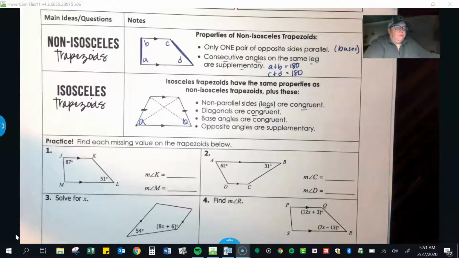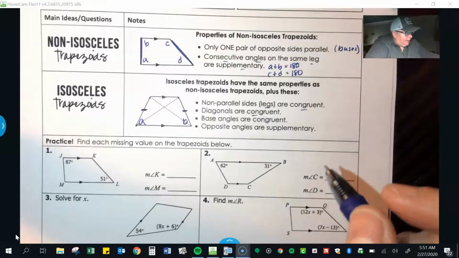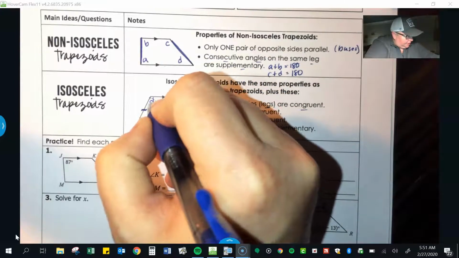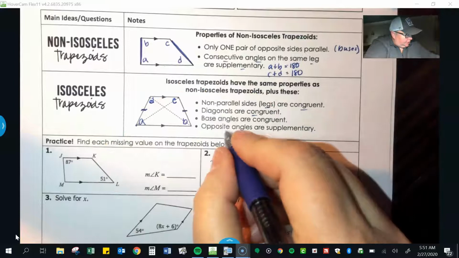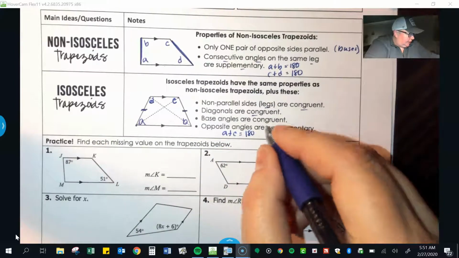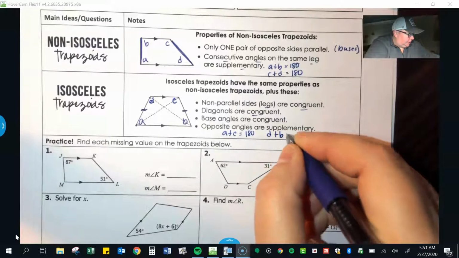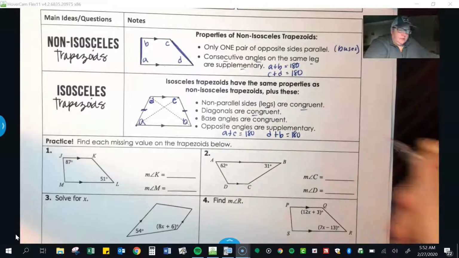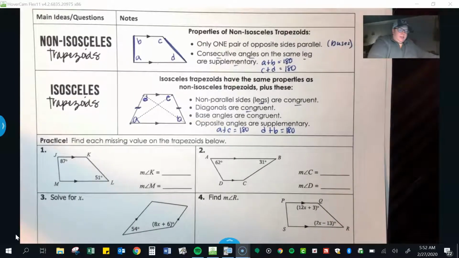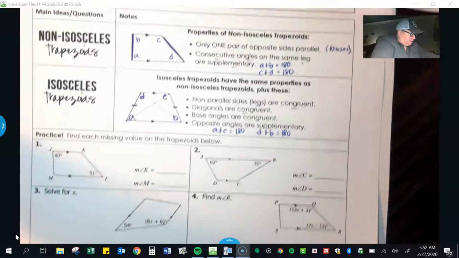They are congruent. Remember, it's the same property as in an isosceles triangle. The base angles are congruent. And the opposite angles are supplementary. So this means that A plus C is 180 and D plus B is 180. Okay? So let's do a couple of random practice problems here.